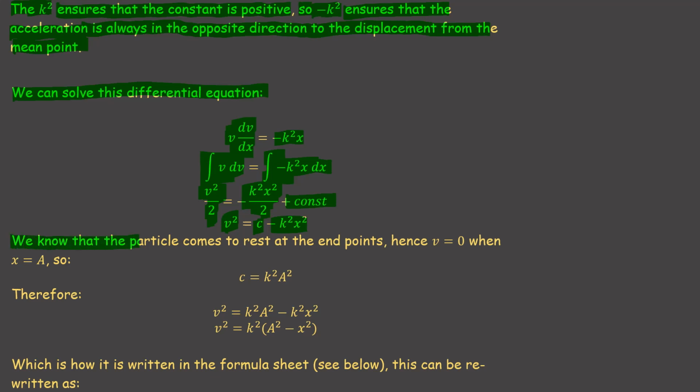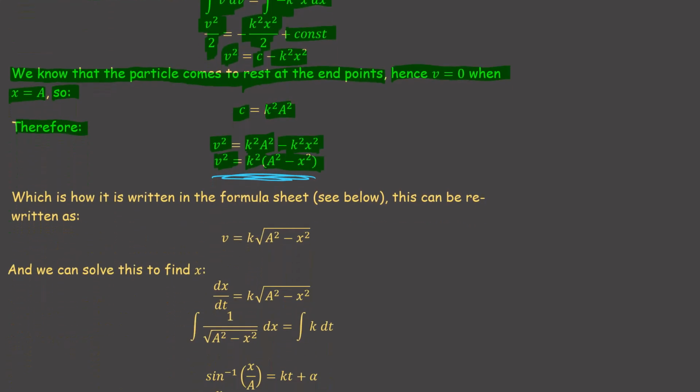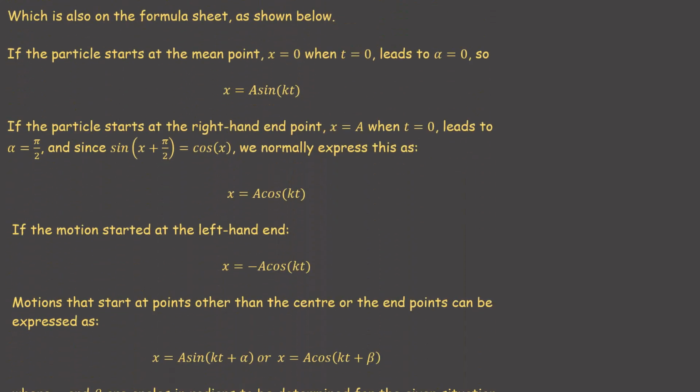Now, as discussed, we know that the particle comes to rest at the endpoints. Hence, v is equal to 0 when x is equal to a. So it follows that c is equal to k squared a squared. Therefore, v squared is equal to k squared a squared minus k squared x squared, or v squared is equal to k squared (a squared minus x squared). Now, this one here is important, and we'll come across it again very shortly. In fact, straight away, looking at this, which is how it is written in the formula sheet. And we've got the formula sheet down here.